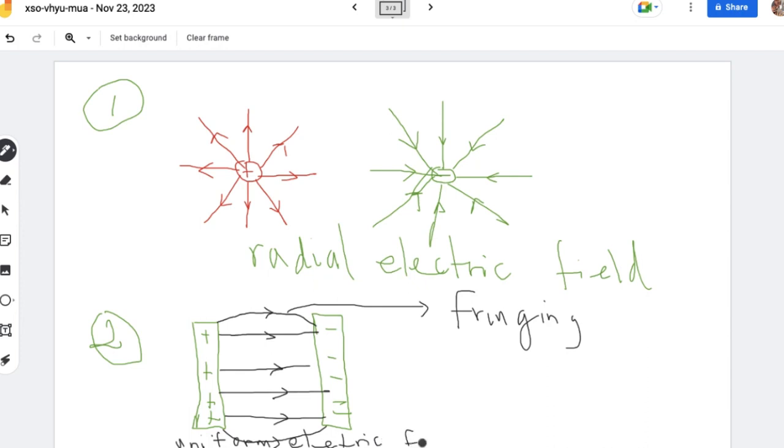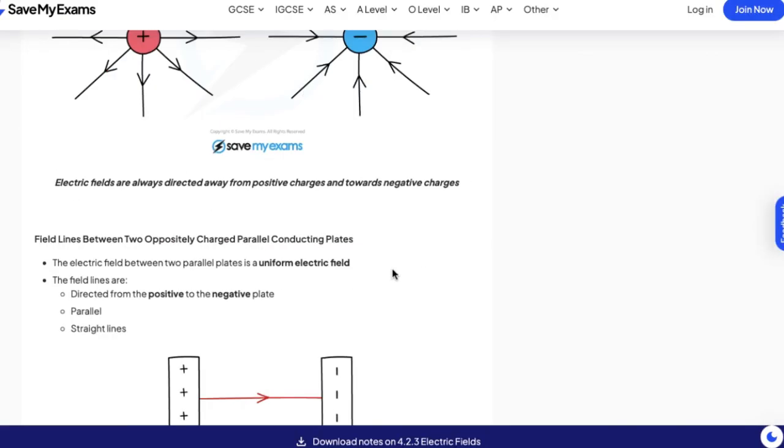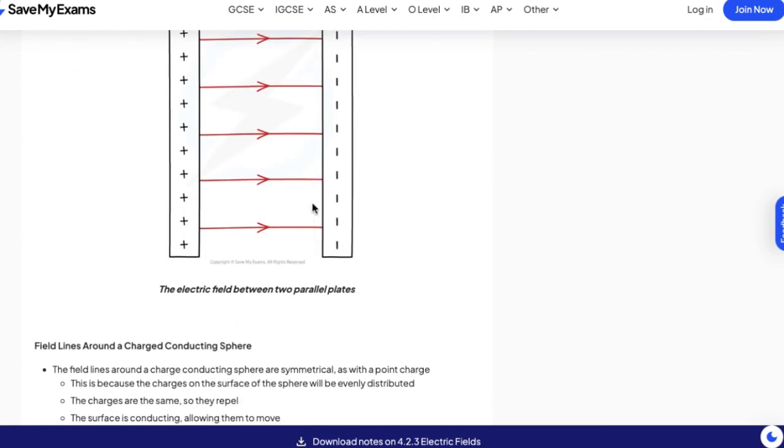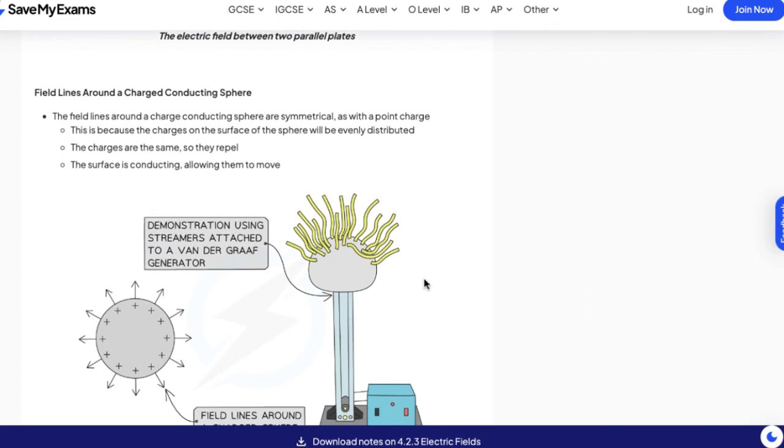The first one is radial electric field. The one from a point charge is called radial electric field. This second one from two plates is called uniform electric field. Is that okay? So it's called uniform electric field. So we move on. This is uniform electric field between two parallel plates. Okay, electric field between two parallel plates.